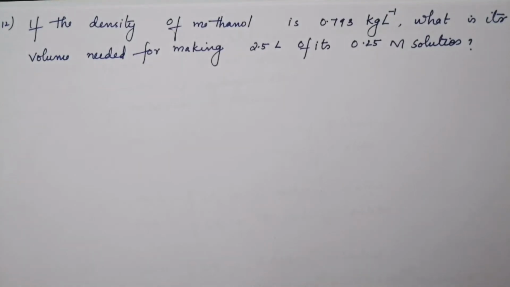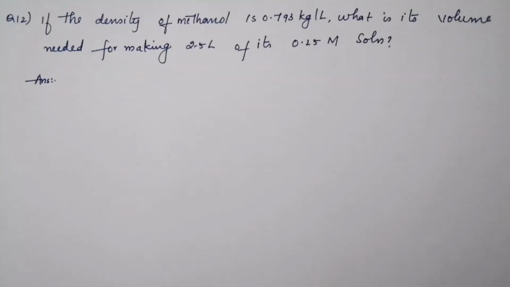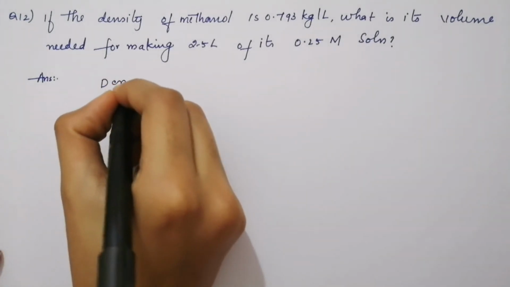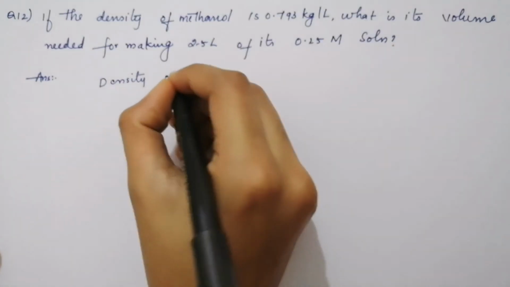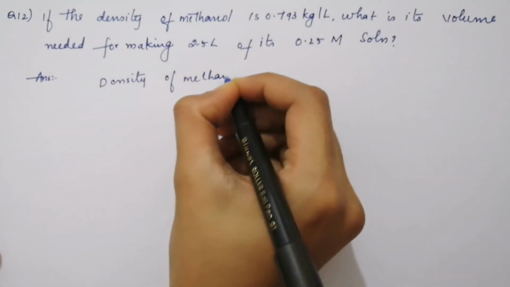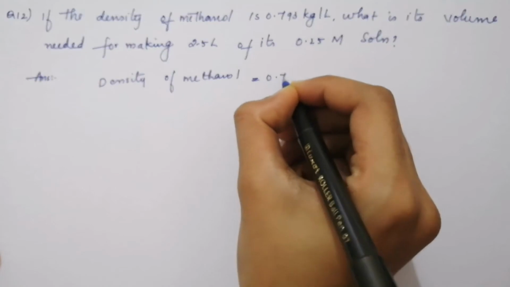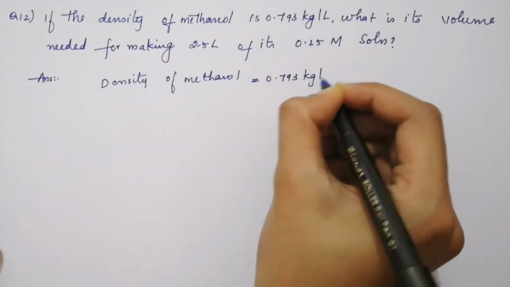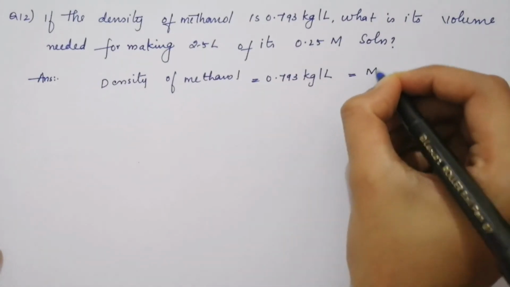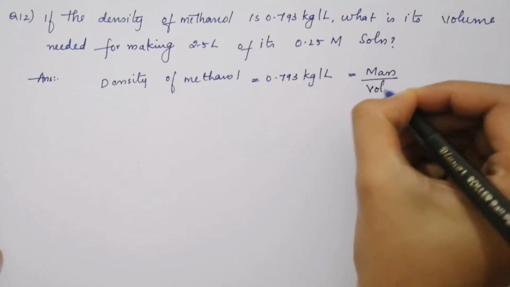Question number 12 says, if the density of methanol is 0.793 kilogram per liter, what is its volume needed for making 2.5 liter of its 0.25 molar solution? From the question, we know that density of methanol is 0.793 kilogram per liter and density is mass by volume.